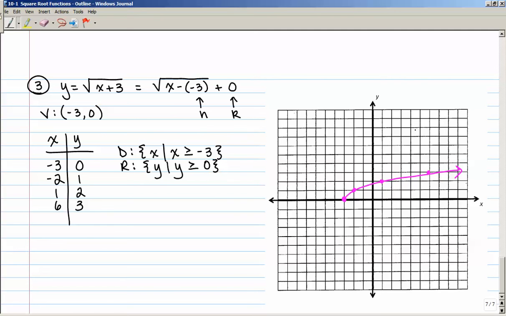So in order to graph a square root function, I think it's important to find what your h and your k are. Those are going to be the coordinates of your vertex, and then make a table of values and choose values of x that make the radicand, or the stuff underneath the square root sign, a perfect square, so that you'll end up with values of y that are not decimals.